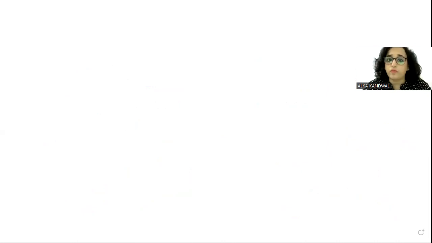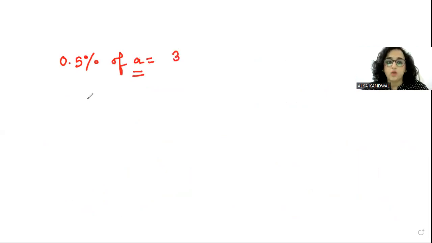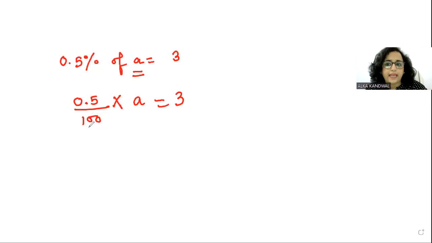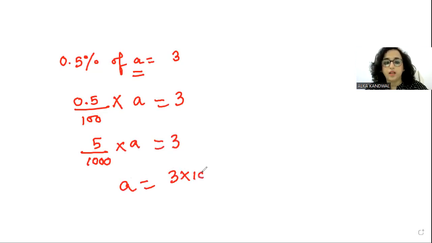So there is one more type of question which is asked. If I tell you 0.5% of A is equal to 3, what will be the value of A? When we get such a question, we will write 0.5 by 100, of means multiply, A is equal to 3. If I want to remove this decimal, I can write it as 5 by 10. If I wrote 5 by 10 and the denominator already has 100, then 100 into 10 becomes 1000, into A is equal to 3. So A gives you 3 into 1000.